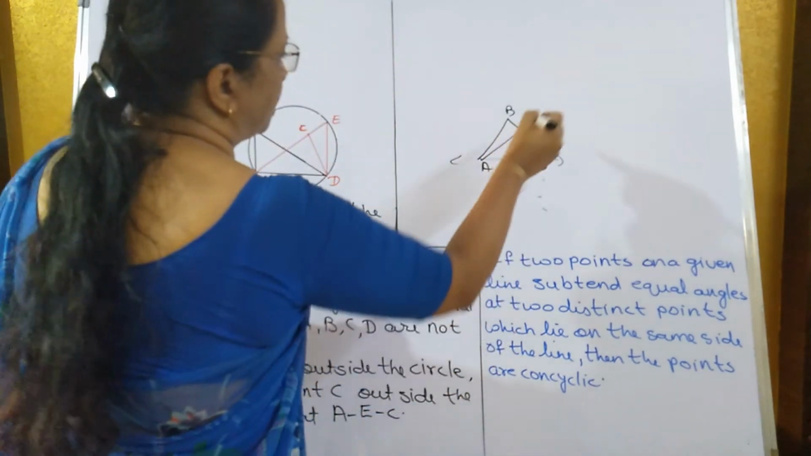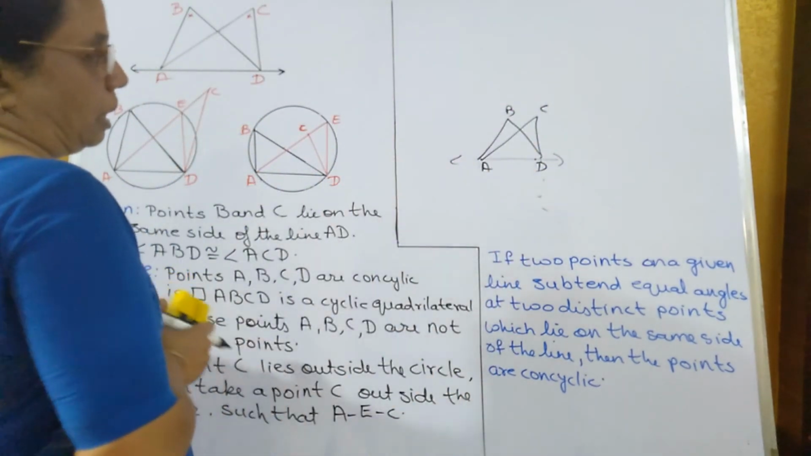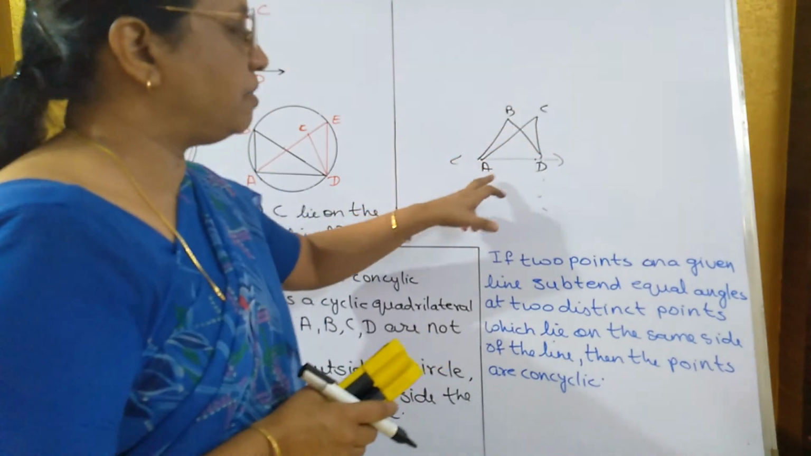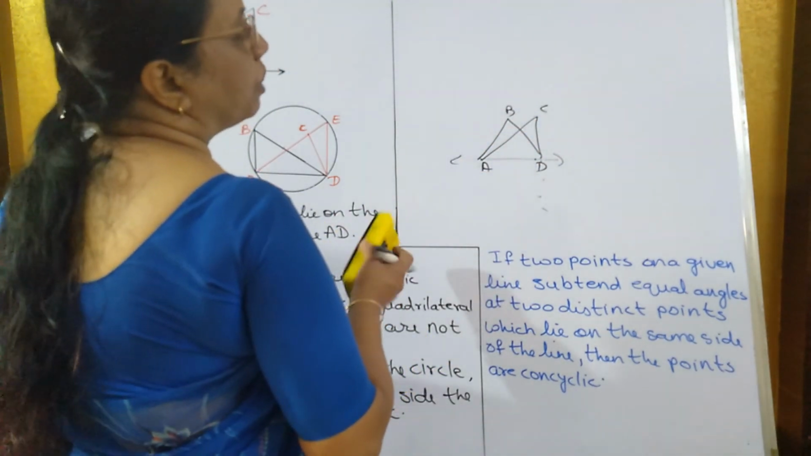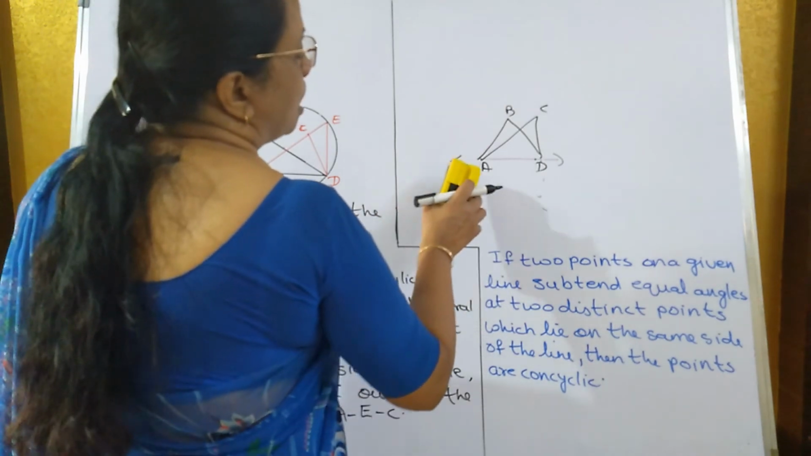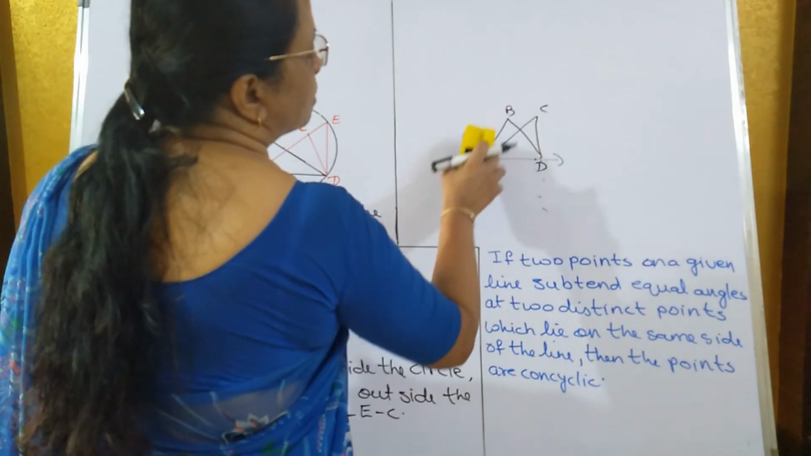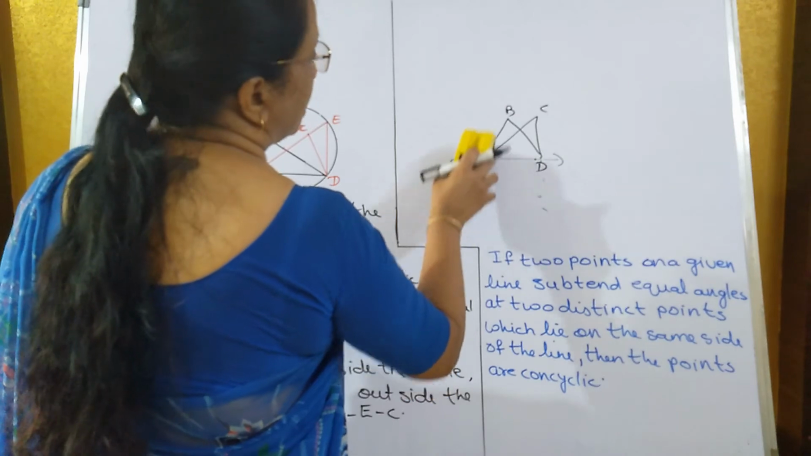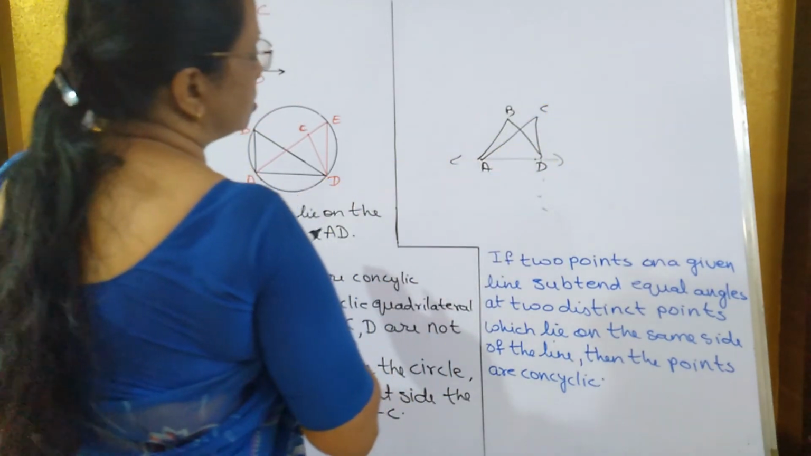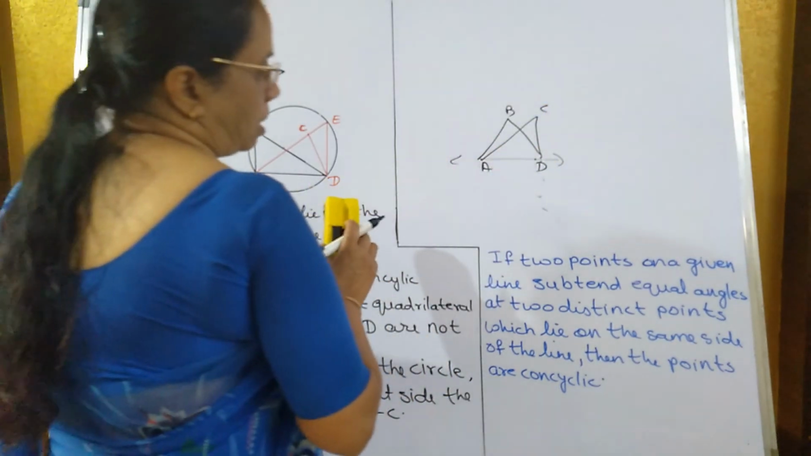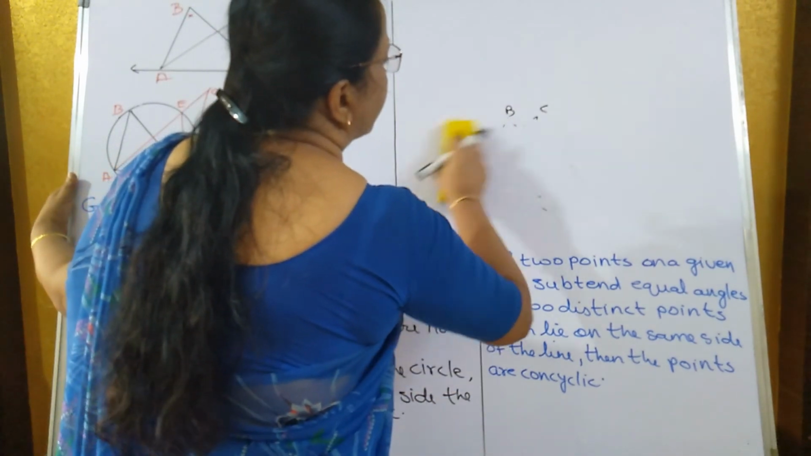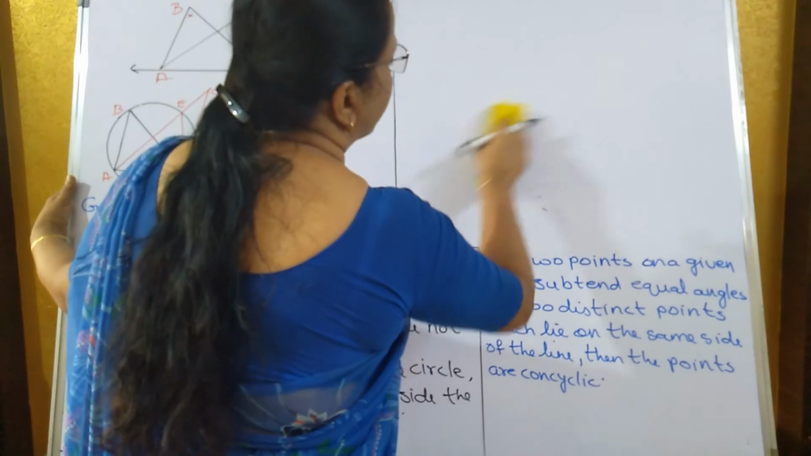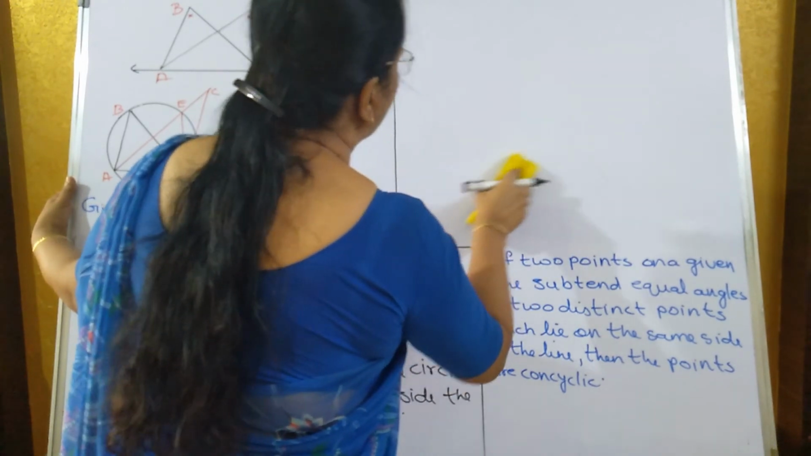And this is C. So these 2 angles are equal, then we say that the points A, B, C, D are concyclic points. What is the meaning of concyclic points? A circle will pass through all the 4 points. That means A, B, C, D will touch a circle. Therefore, it has to be a cyclic quadrilateral. So if 4 points are concyclic, then it will form a cyclic quadrilateral. That means all the 4 points will touch the circle.